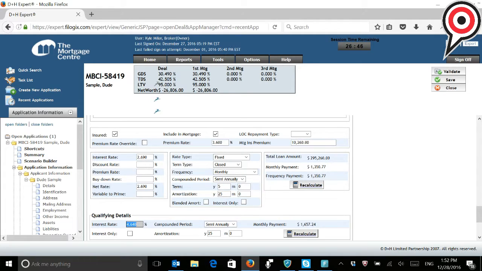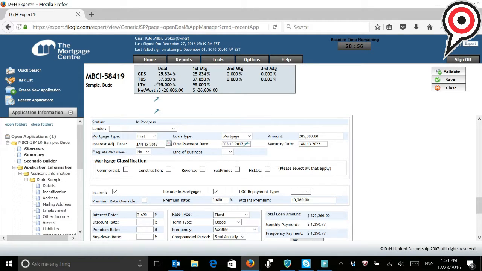Now, to give you an idea of how much this impacts a deal, pre-October 16th, we could have used the going contract rate of 2.69 to qualify this deal. And let's see what that would do to the GDS TDS at that time. You can see that at that time, the GDS would have dropped significantly. The TDS would have dropped significantly, and this guy is sitting in a much better position. He wasn't in a bad position a minute ago, but now he's in an even better position.